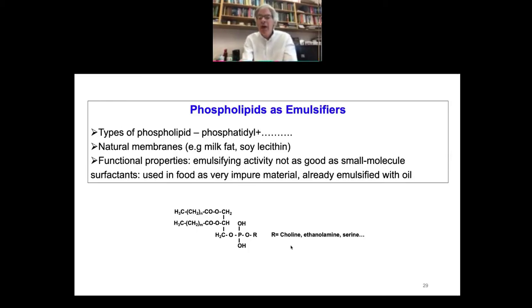Their emulsifying activity is not as good as some of the other small molecule surfactants, and typically they're not really purified. So when you buy a soy lecithin, the actual phospholipid content can be fairly low, but there are a lot of more purified phospholipids available now. So they can be natural emulsifiers in the milieu of other proteins and so on, but not necessarily real good emulsifiers in their extracted state.